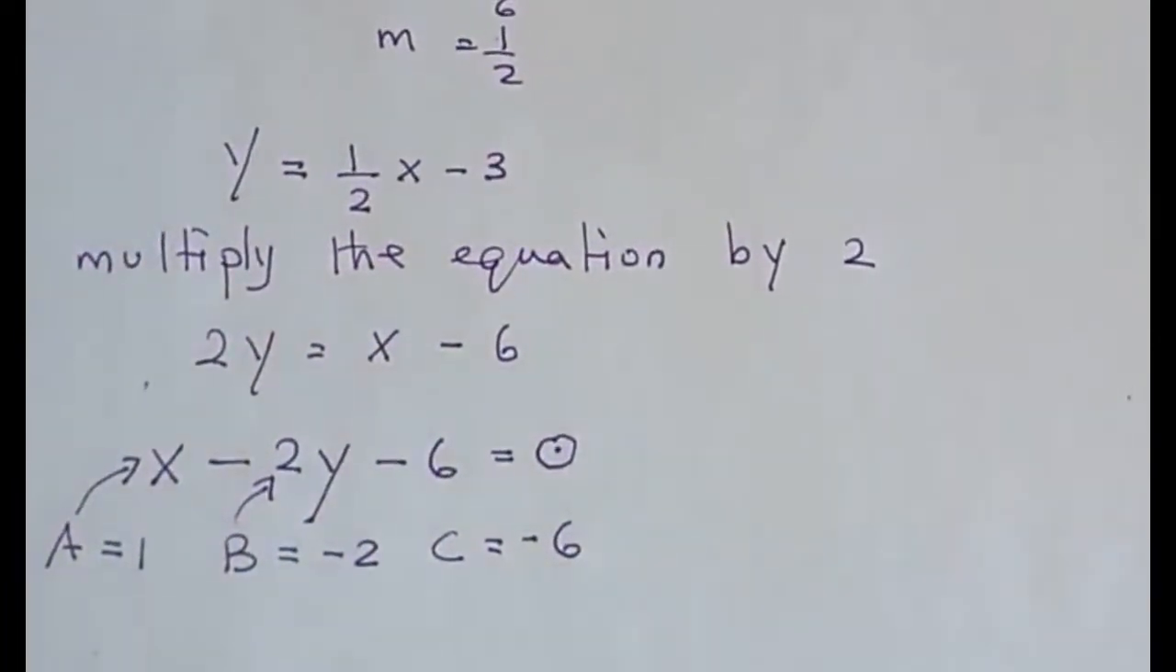So we have changed the equation. We have found the equation of the line whose x-intercept is 6 and y-intercept is -3 in the standard form.